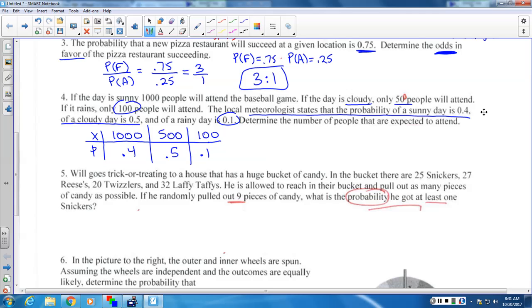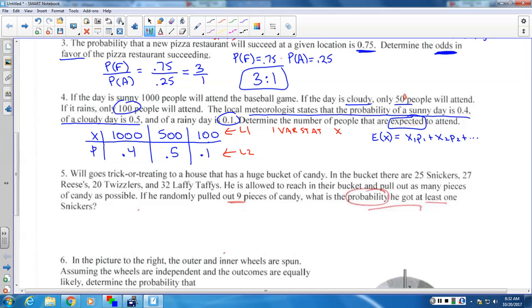Determine the number of people that are expected to attend. So expected value, we could do it by hand by saying each x times its own probability and type that into our home screen. Or we could put these in L1 and these in L2 on our calculator and do 1-Var Stats.